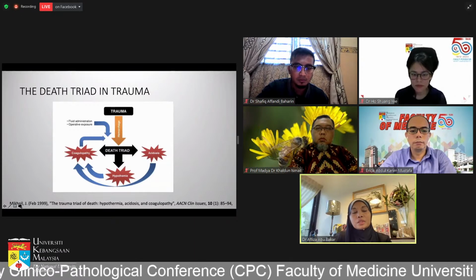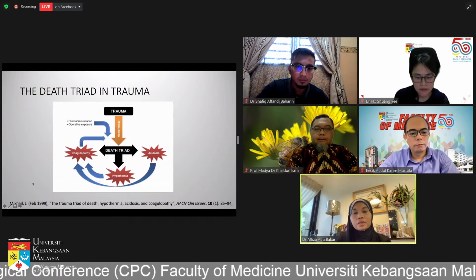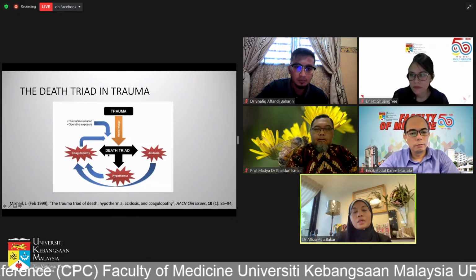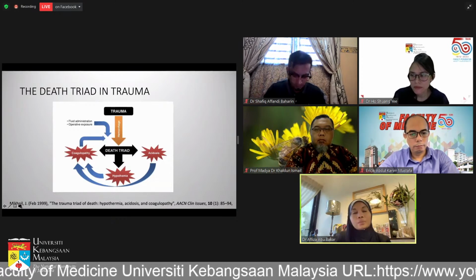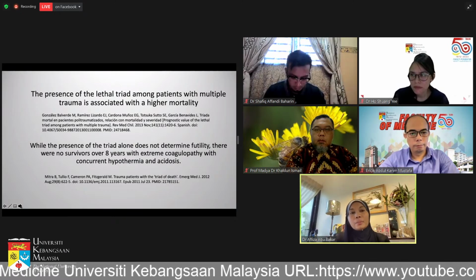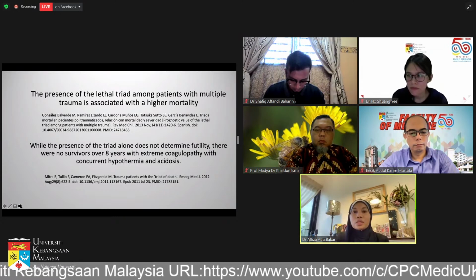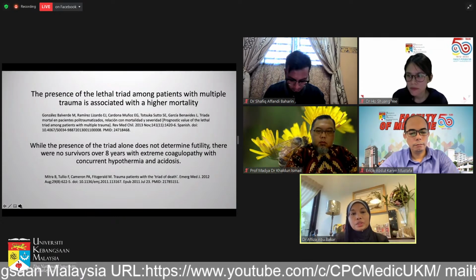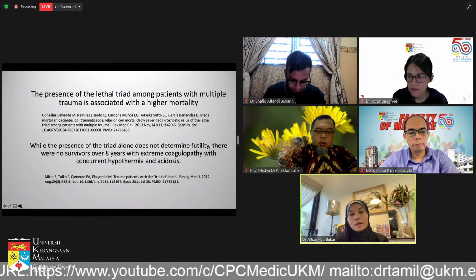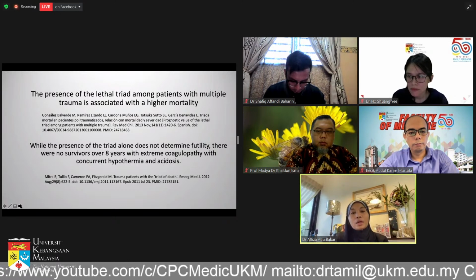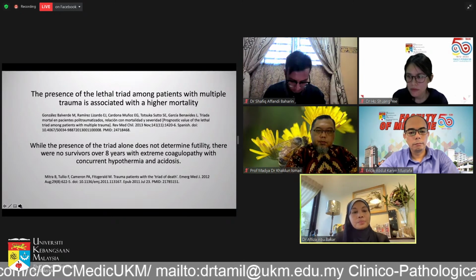Okay, so this is the triad, the death triad in trauma, in a figure depicting the severe relationship between one to another. A study by Gonzalez actually states that the presence of the lethal triad is associated with higher mortality. And Mitra, with Tulio and Cameron, actually says that none of their patients who were admitted to their ED with the presence of the triad survived to discharge.